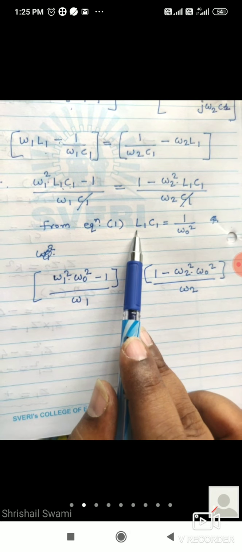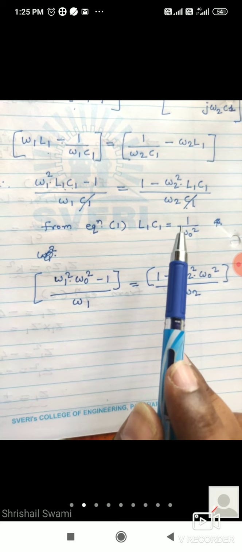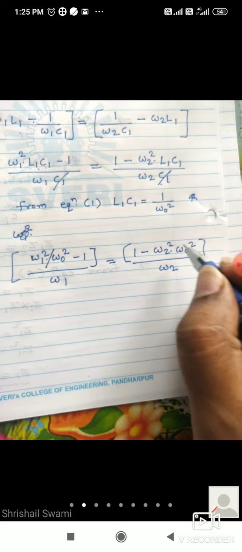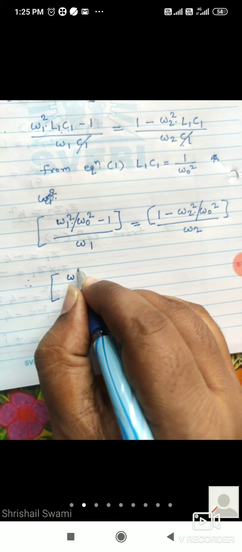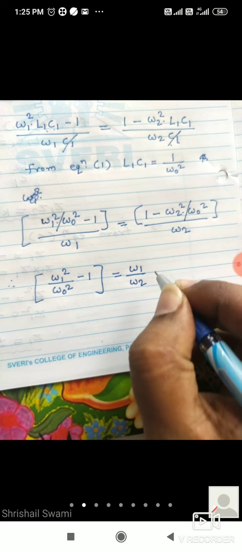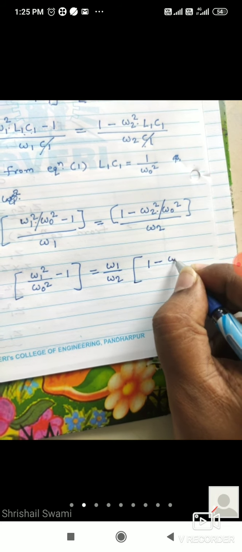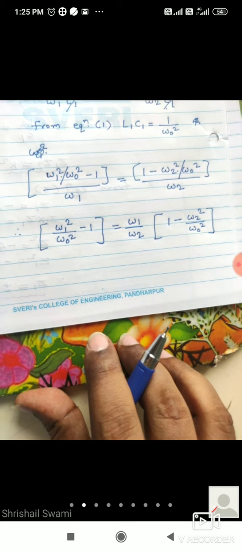So up to this, any doubt? So replaced by L1 C1 is equal to 1 upon omega 0 square. So wherever L1 C1 is there, here it will be divided. Okay, 1 upon omega 0 square. Now simplify, write in simplified format: omega 1 square divided by omega 0 square minus 1 is equal to omega 1 divided by omega 2 on the other side, and in the bracket what remains is 1 minus omega 2 square divided by omega 0 square. So after this you can take again the cross multiplication.